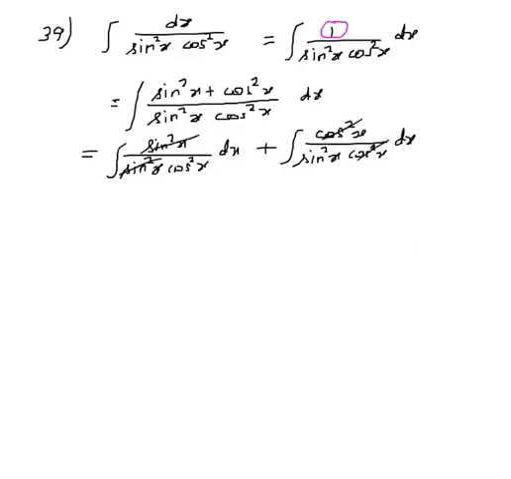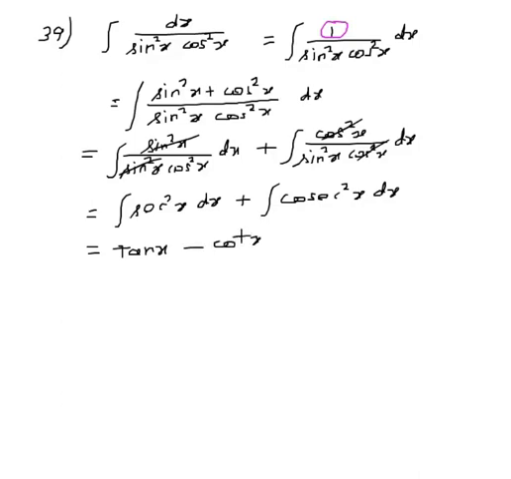Let us simplify. Integral 1 by cos square is secant square x, plus integral 1 by sine square x is cosecant square x dx. We have direct integration formulae for both. Integral of secant square is tan x and integral of cosecant square is minus cot x plus c. The correct option is B.